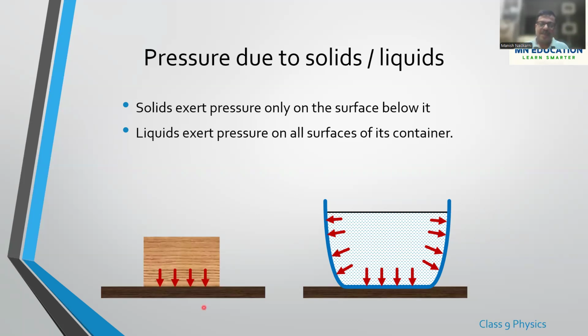Whereas in the second figure, imagine a liquid placed within this vessel. A liquid will exert pressure not only on the bottom surface, but also on the side walls. So a liquid or even a gas, which is completely enclosed within a particular region, will exert pressure not only on the surface below, but also on the side surfaces. On all surfaces of the container, these fluids will exert pressure.